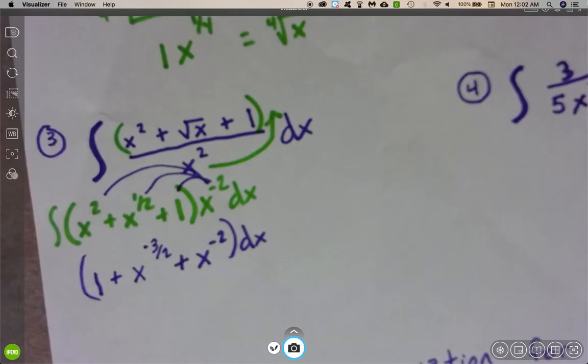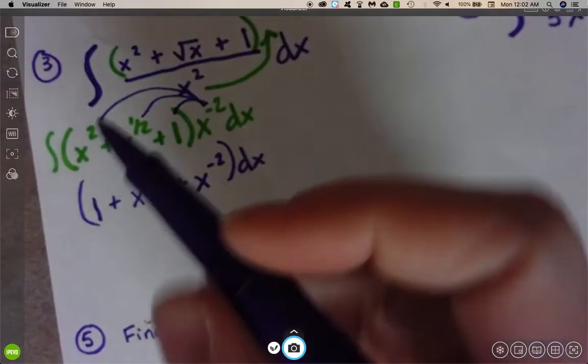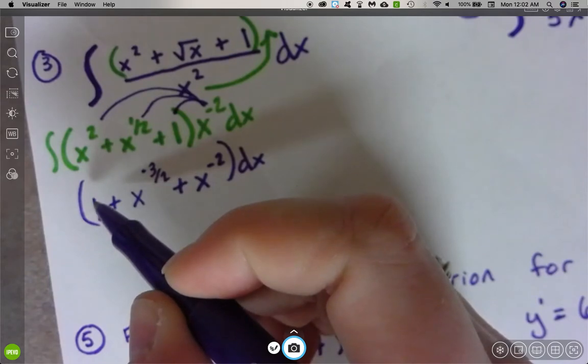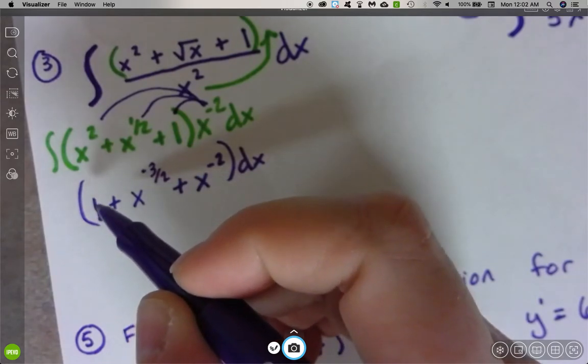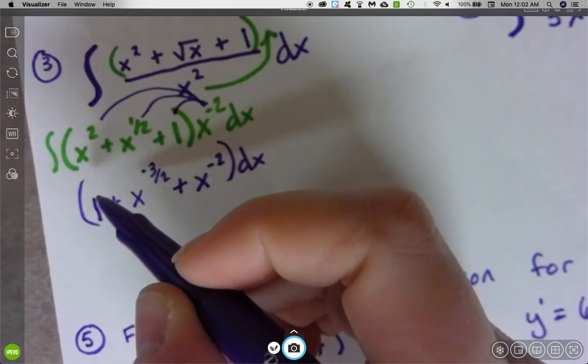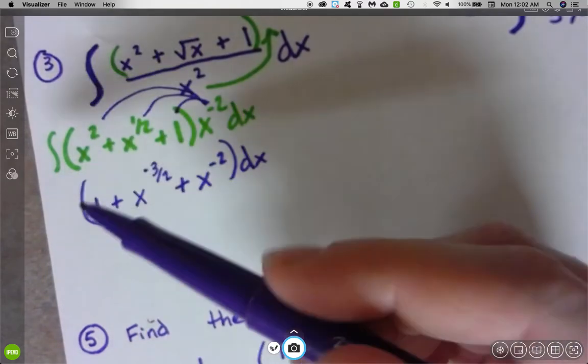All right, this first term. If I take the antiderivative of 1, what would my original equation have to be in order for the derivative to be 1? That's just going to be 1x.